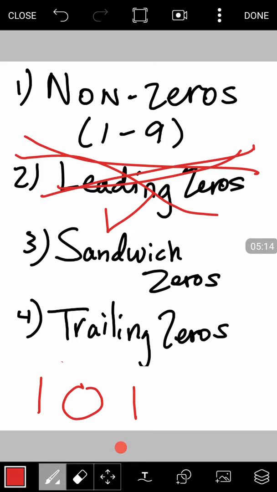Okay, so in the number 101, you have a non-zero number, which is 1. It is significant. There's another 1 that's significant. And the 0 that is sandwiched in between is significant because it is sandwiched in between. So in the number 101, there are 3 significant figures: the 1, the 0, and the 1. That's 3 numbers that are significant.